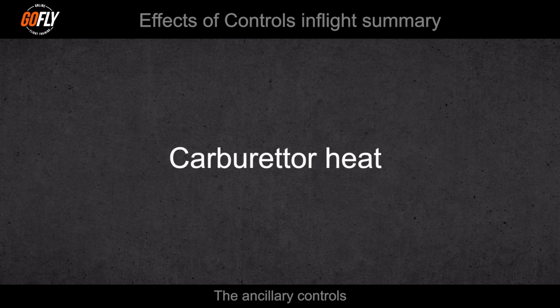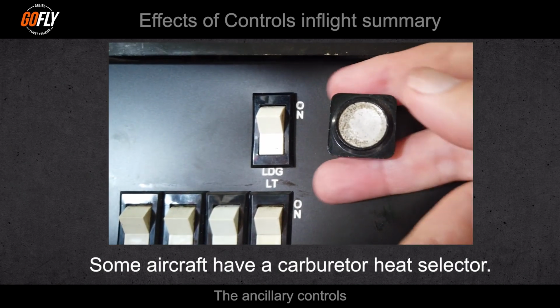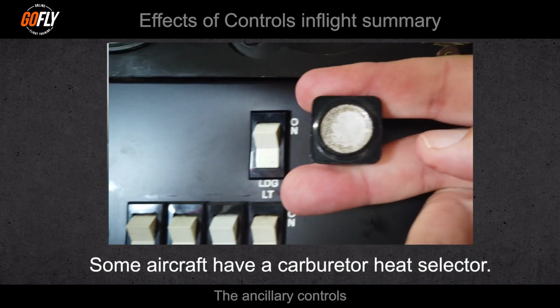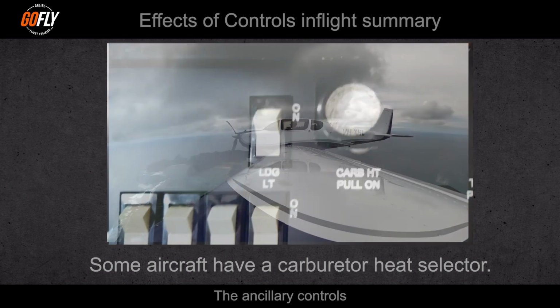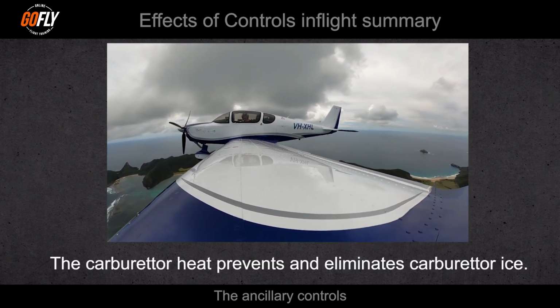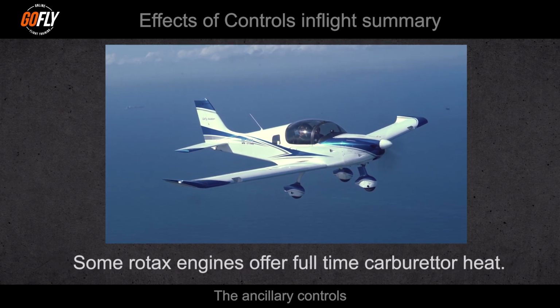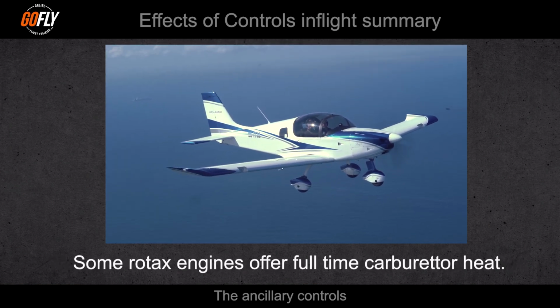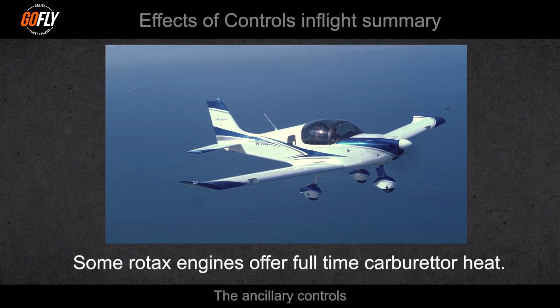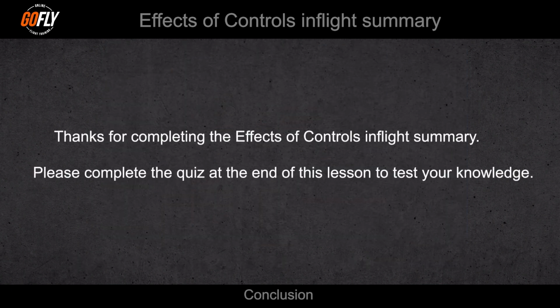Some aircraft have a carburetor heat selector that would be activated by the pilot when flying in areas of high moisture or at low power settings with high visible moisture to help avoid or eliminate carburetor ice. This Rotax engine has a full-time carburetor heat, meaning it is always on, and so there is no carburetor heat selector manual control.